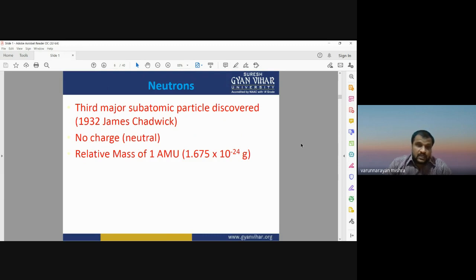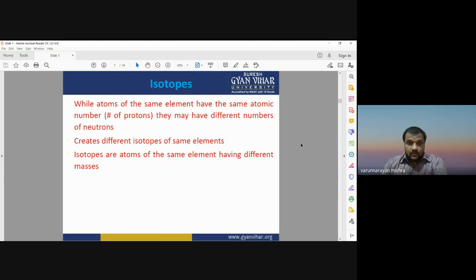Electron is negatively charged, proton is positively charged, and neutron has no charge. It's a neutral particle. Okay, so now the term which is important: isotope. Isotope is a very important term.